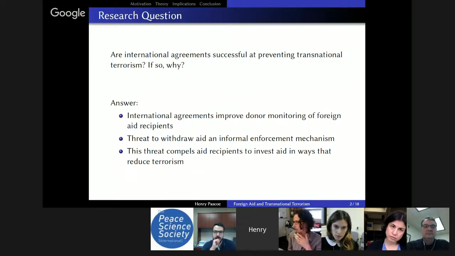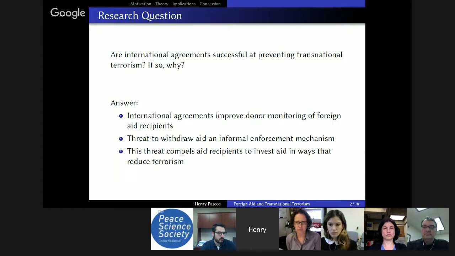My answer to this question is that these multilateral agreements operate via an informal, decentralized enforcement mechanism, foreign aid. Agreements improve the ability of donors to monitor counterterrorism efforts of recipients of foreign aid, which makes threats to withdraw aid more credible. These threats form a novel, informal enforcement mechanism, which produces counterterrorism cooperation.